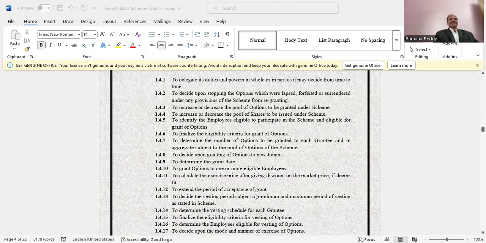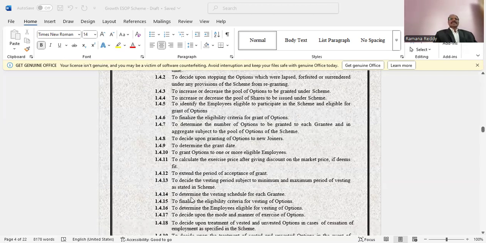To extend the period of acceptance of the grant. So within 30 days after issuing the grant letter, the employee has to accept. Otherwise it will lapse. In certain cases, on a case-to-case basis, the committee can extend the period if there is a valid reason. And the committee decides the vesting period, because the mandatory vesting period is 1 year. The vesting period can be extended to 1 year, 2 years, 3 years, 4 years, 5 years. This can be decided by the NRC, subject to the mandatory 1 year.